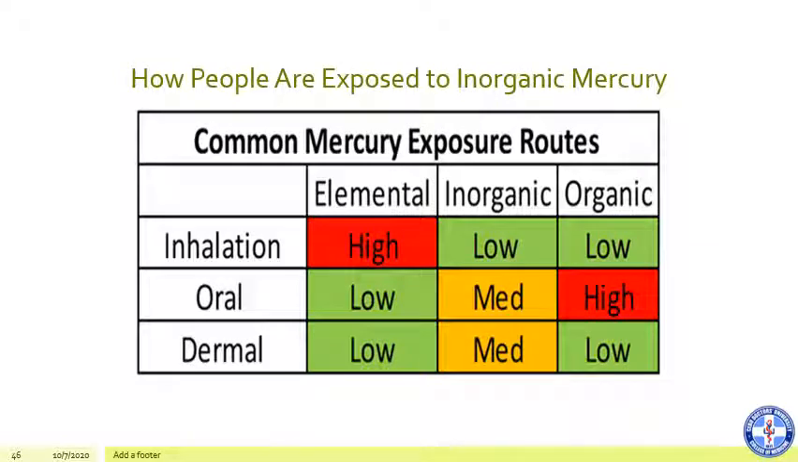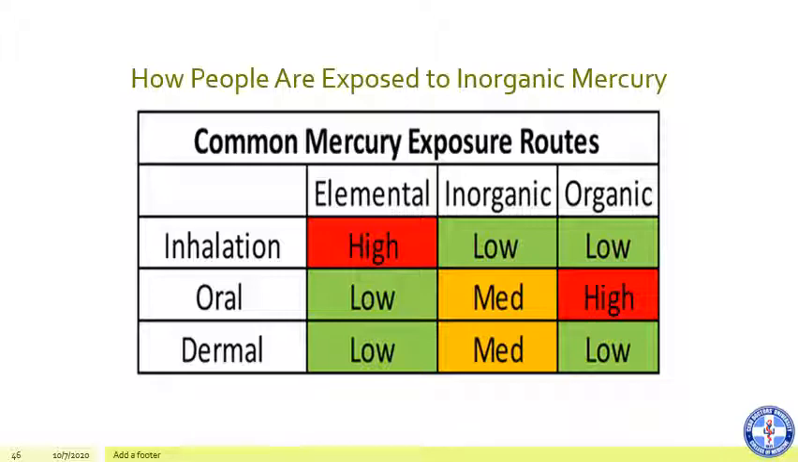How are people exposed to inorganic mercury? People may be exposed if they work where inorganic mercury compounds are used. Here in this table, the common mercury exposure routes are shown. It is via inhalation, oral, and dermal.